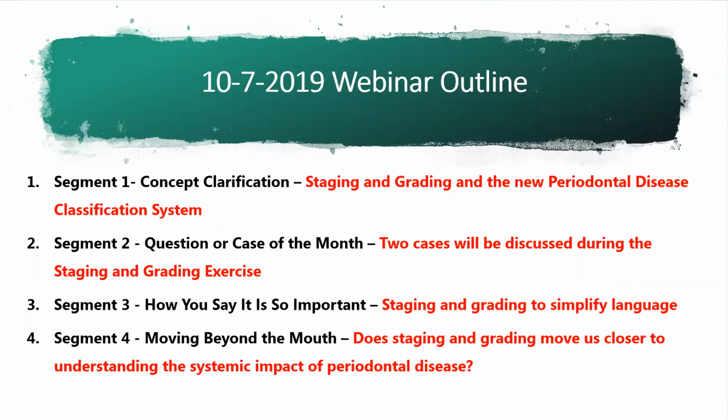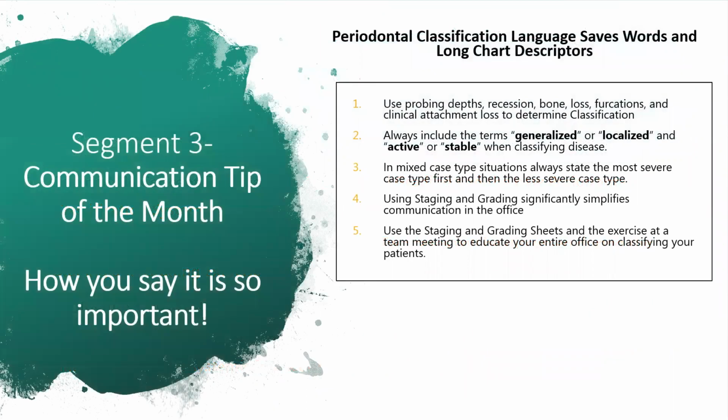So I want to now move on. We looked at staging and grading. We looked at a couple cases that have interest, that have good long-term data. The first case has great long-term data. The second case is a very interesting twist. And now I want to talk about how staging and grading helps us to simplify the language.